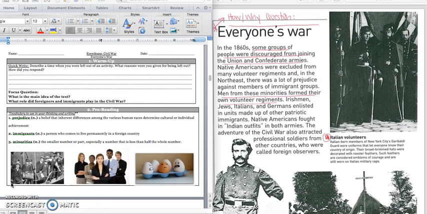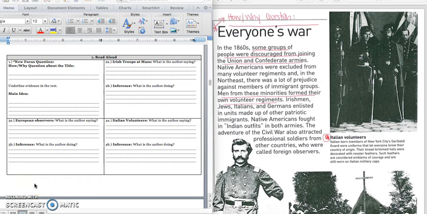The last word is minorities, and minority it's just a small number of a specific group, so it's less than half. Minority would be the opposite of majority. And so oftentimes minorities refers to people of color because in the past there have been less people of color than Caucasian people. All right.